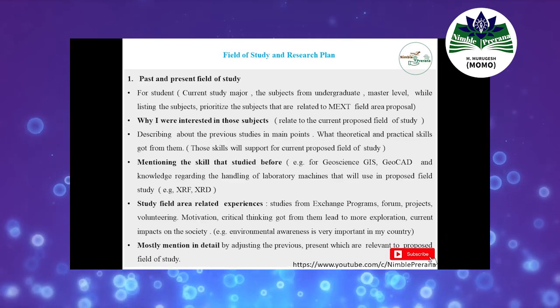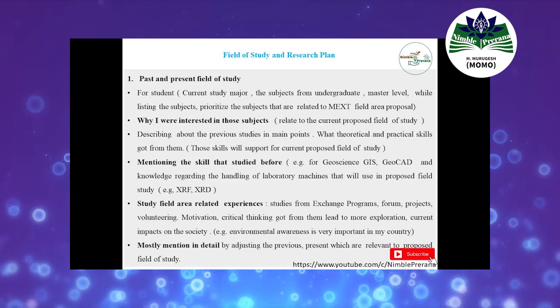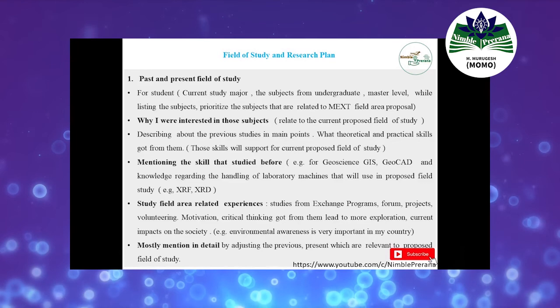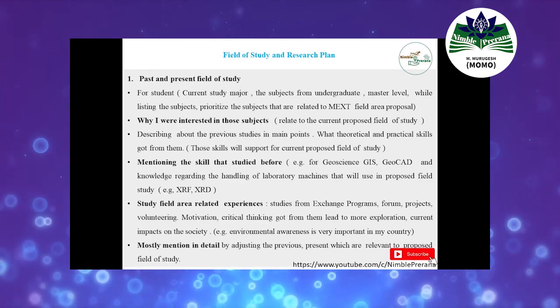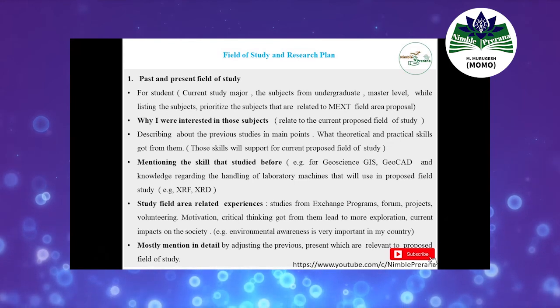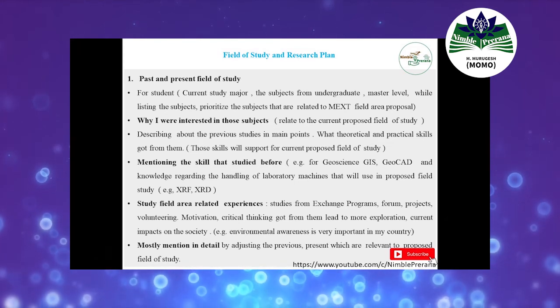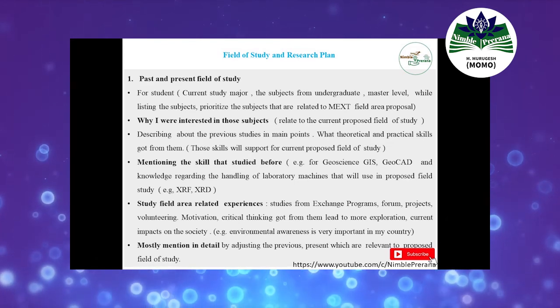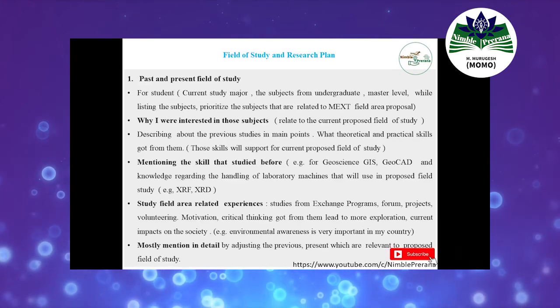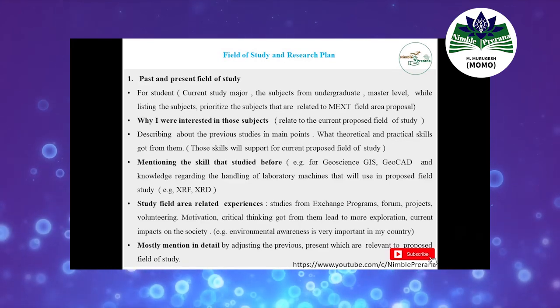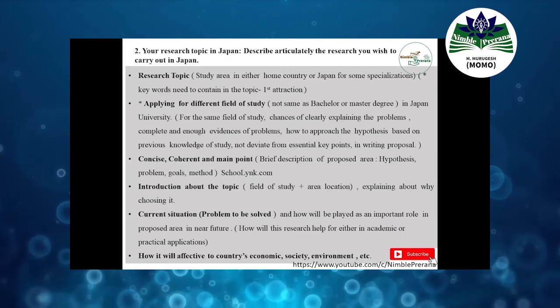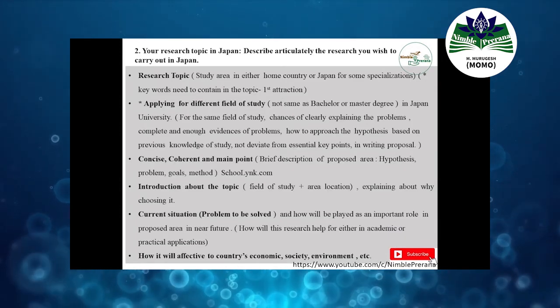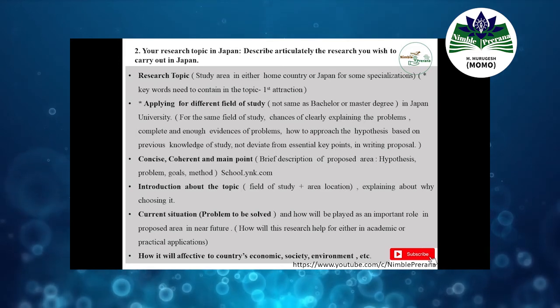I explain the current impacts on society, for example, in dealing with my proposal. Environmental impact awareness is very important in my country. Mostly I mention some information in detail, but some in general, by adjusting the previous and present studies that are relevant to the proposed field study. The second one is your research topic in Japan. We will describe it.